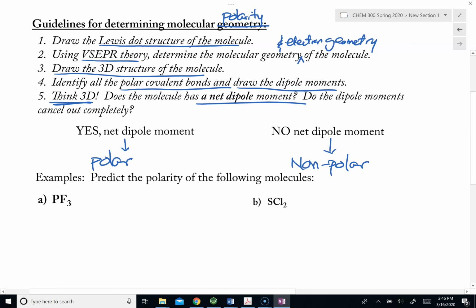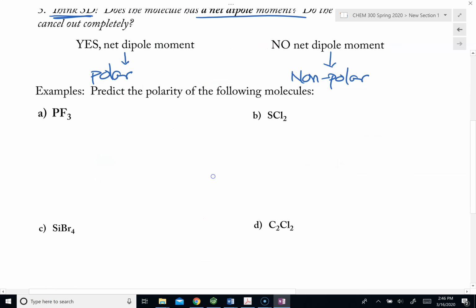Let's now try some examples. So first one, PF3. Will this molecule be polar or nonpolar? So we have to start all the way from the Lewis dot structure. In this case, phosphorus has 5 valence electrons. And now we have 3 fluorine. Each fluorine has 7 valence electrons. Adding everything together, there will be 26 valence electrons altogether.